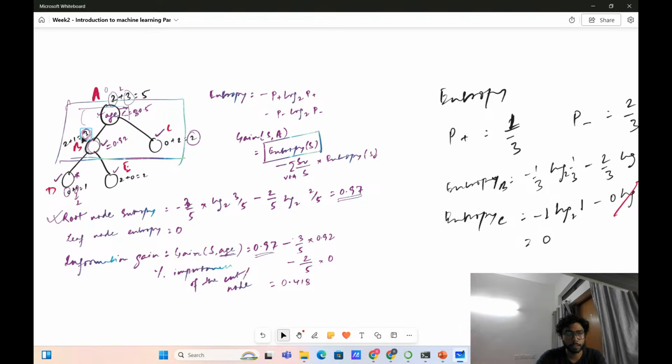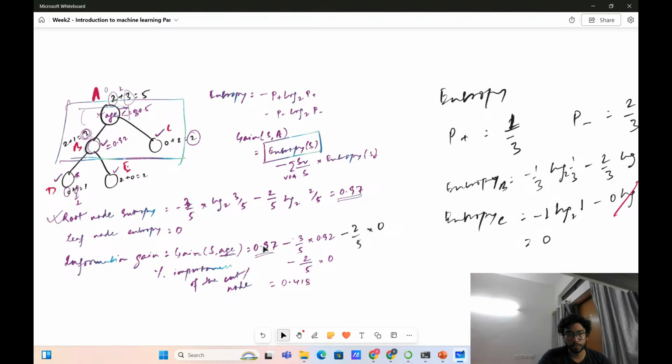So total samples is 3, divided by the total number of samples of both B and C, which is 5. So 3 by 5, that is the weight of node B. So 3 by 5 times the entropy of node B, 0.92. And now again you have to subtract the entropy of node C. But here the weight will be 2 by 5 times, and the entropy of C node is 0, so I have not written this part. This will become 0.